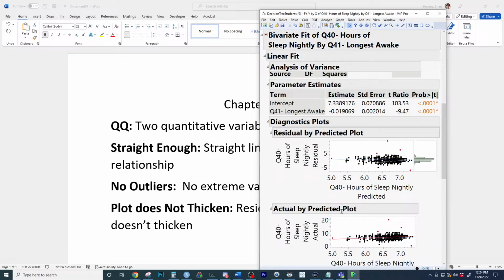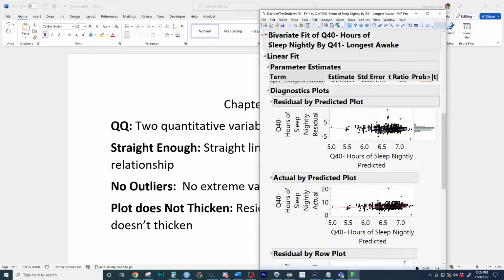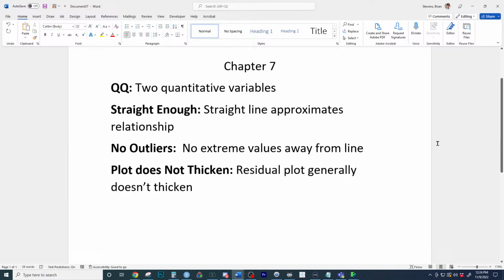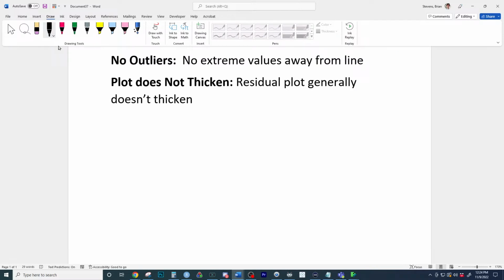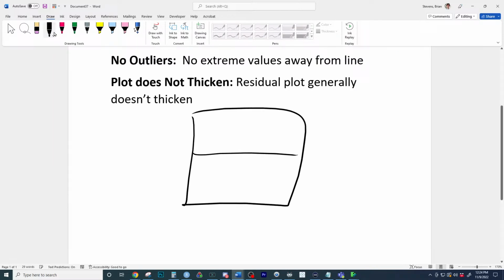This one shows the outliers. A good residual plot should show what? Absolutely no whats. Is this a good residual plot?